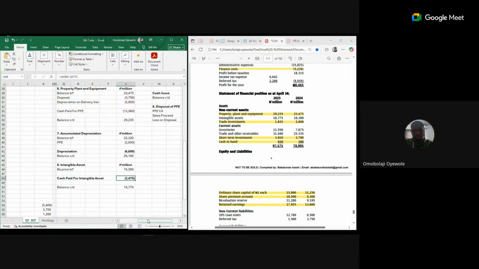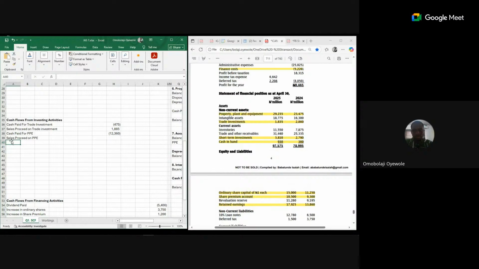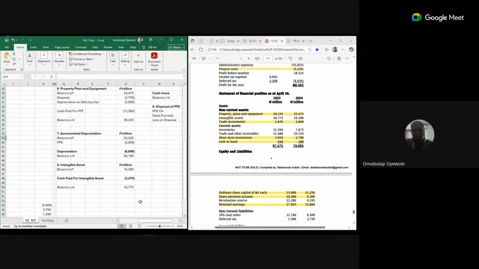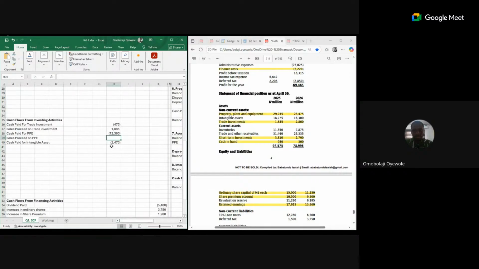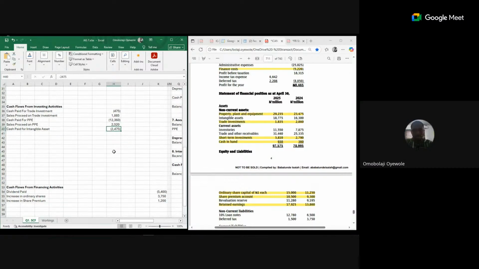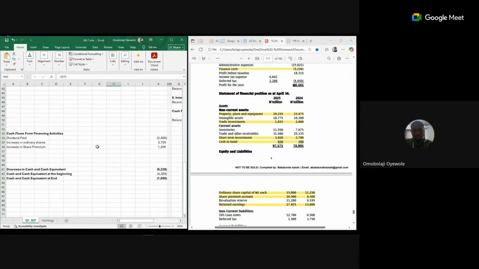So cash paid for intangible assets, 2,475, right? That's an investing activity. Cash paid for intangible assets, 2,475. You didn't put sales proceeds on PP. Thank you. So sales proceeds on PP is how much? 2,520. That's going to be an inflow.